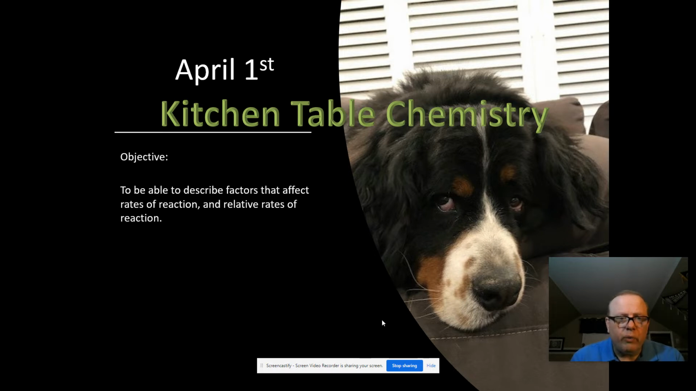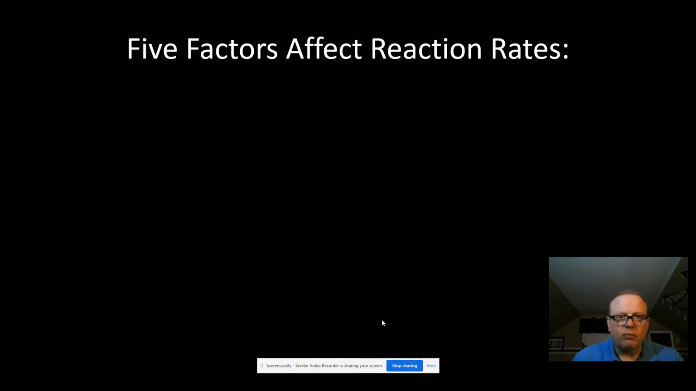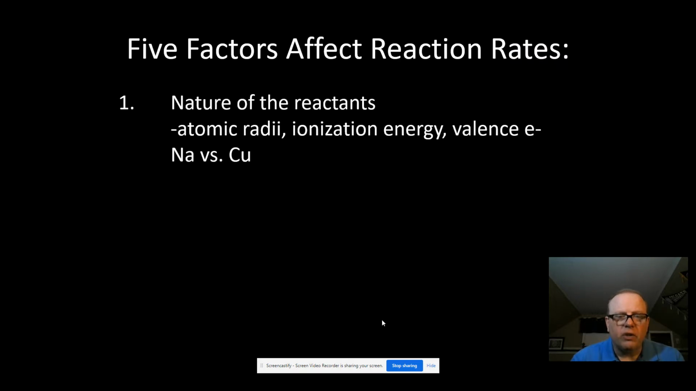So at the end of today, we want to be able to describe factors that affect rates of reaction and relative rates of reaction. So the 5 factors that affect reaction rates. First of all, the nature of the reactants themselves. Their atomic radii, their ionization energy, valence electrons, these types of things that will influence how fast things react.